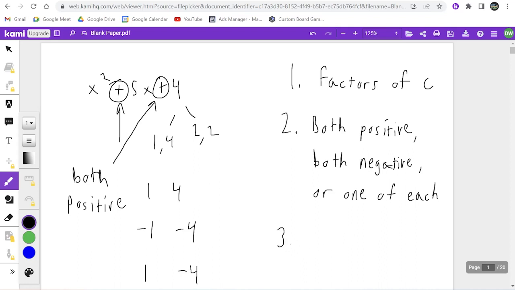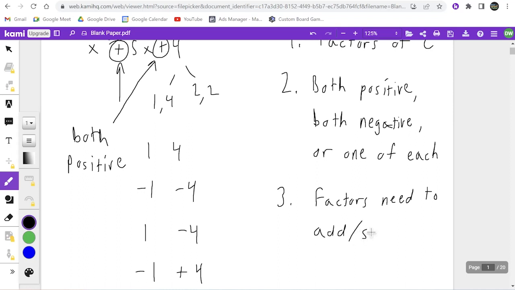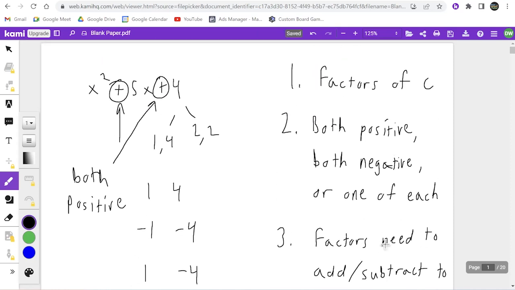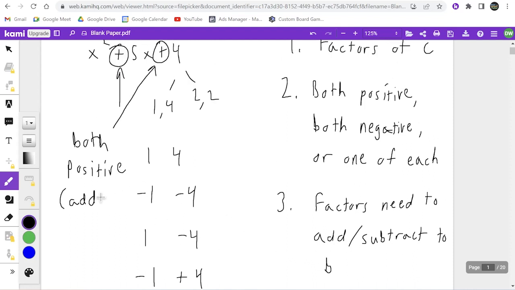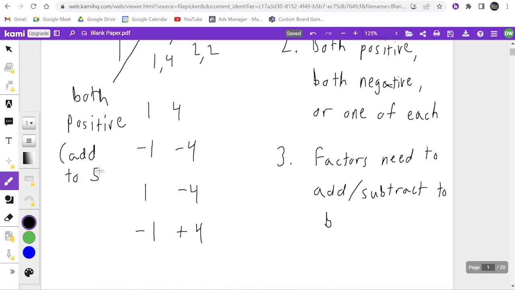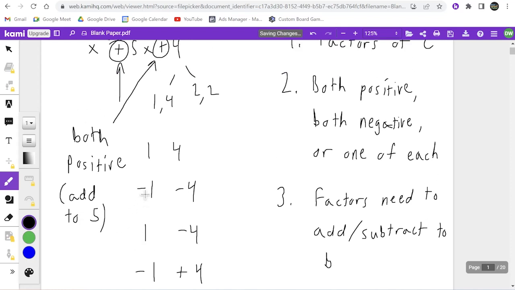So then step 3 is your factors need to add or subtract to b. And again, b is the middle term, in this case the plus 5 or plus 5x. Now the reason I say add or subtract, you shouldn't be doing both. It's one or the other. And since they're both positive, that means in this example, we're adding. And adding to what? We need to add to 5, because that's the middle term, the b. And again, 1 plus 4 is 5, so I choose these factors.